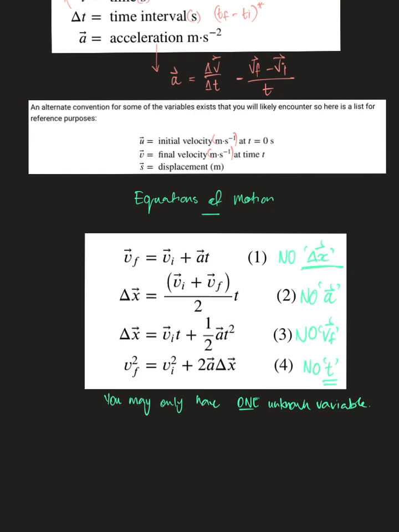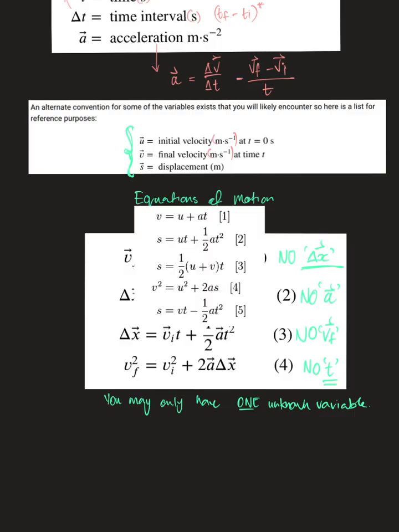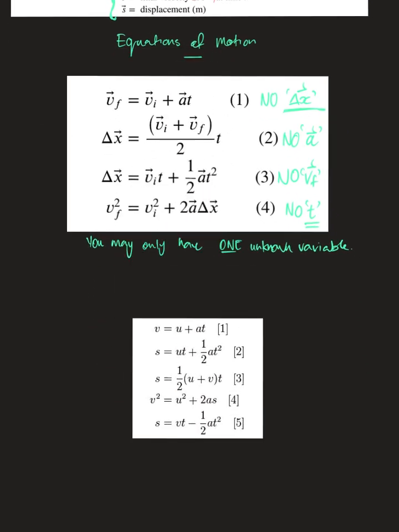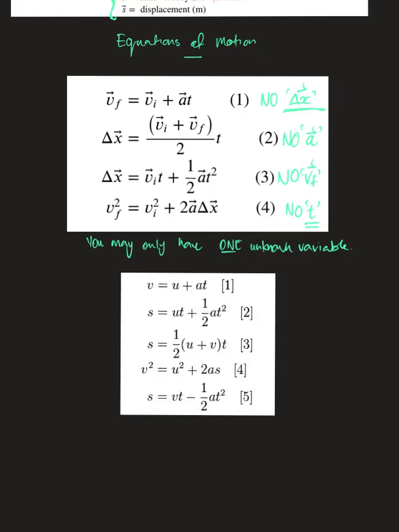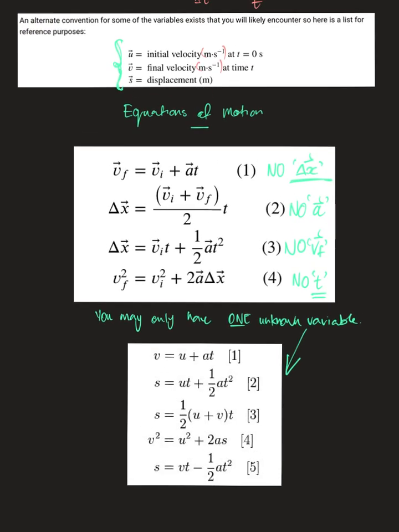Another way that we can see these types of formulas, or they can be presented to us in a different way, using, let's say, these ones up here, the U, the V, and the S. So sometimes you could see equations of motion, and they give it to you in a different format. And that format we can see over here. Again, you may only have one unknown variable, but if I look here, can you see that I've got a V here, and I know that that V stands for final velocity.